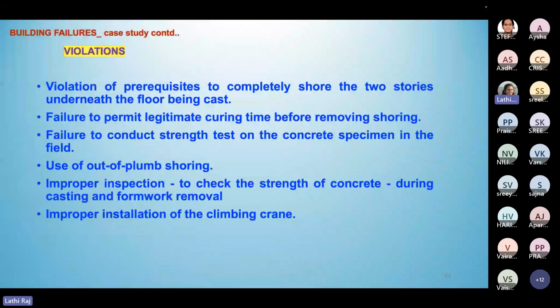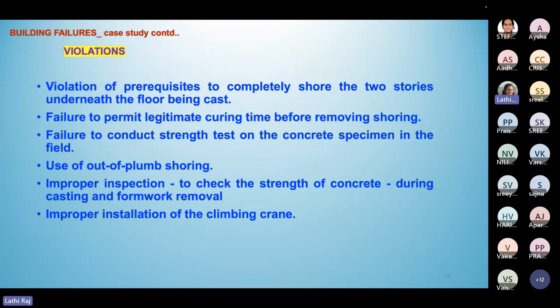The violation of the prerequisite to completely shore the two stories underneath the floor being cast was very important. Failure to permit legitimate curing time before removing shoring. So they removed the shuttering before the curing time. Failure to conduct strength tests on concrete specimens in the field. This is also very important. That is why we always insist, Steffi also knows, that on our site whenever we are doing the concrete, from that batch there should be a cube cast and the strength to be found. 7-day and 28-day strength. It is very important.